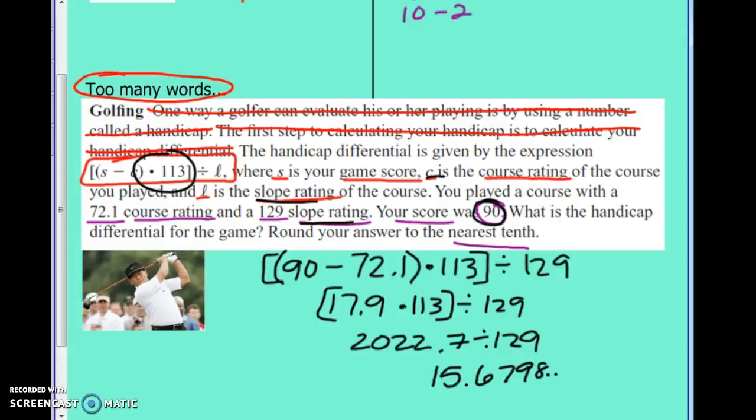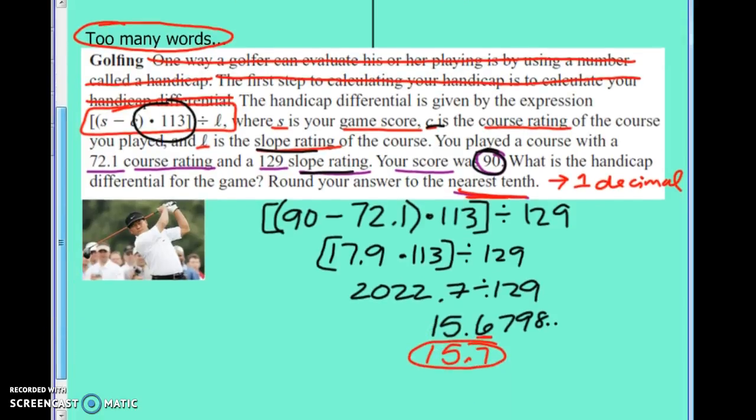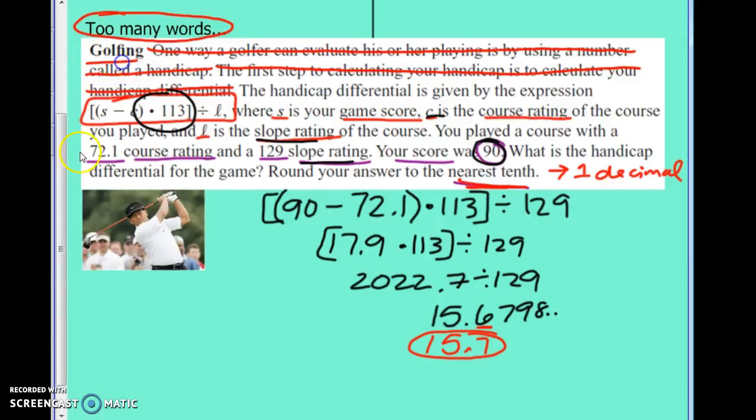15.6798 and so on. However, they want us to round this to the nearest tenth. The nearest tenth is only one decimal place. So rounding just to this, the next number is higher than 5, so we're going to round up. So our answer is 15.7. We just calculated the handicap differential for this golf course.